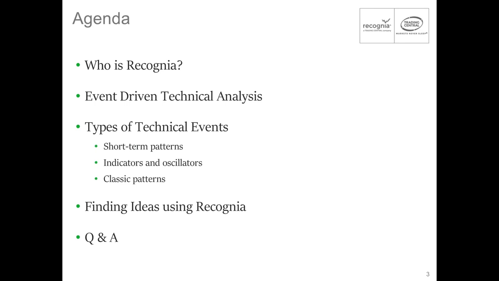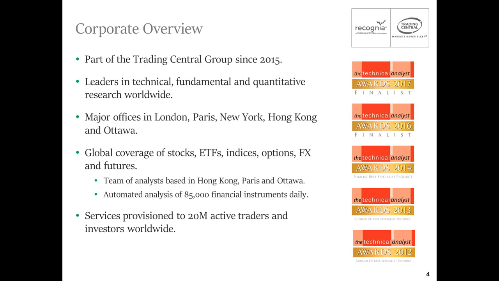So before we begin, a little agenda. I'm going to talk a bit about who Recognia is and what we do for those of you who are not aware of us. We'll talk a little bit about our approach to technical analysis, which is a little bit different than what maybe you are used to in the past. We might call it an event-driven technical analysis approach. We'll talk about the three different types of technical events that we detect in our software, that being the short-term patterns, indicators and oscillators, and classic patterns, and we'll provide a few examples of each kind. Then we'll talk about how you can find some daily trade ideas using Recognia, and specifically we'll talk about a new ETF trade newsletter provided by Recognia and BlackRock to Interactive Brokers. And last, we'll have an interactive Q&A session, so if you can save your questions till the end of the webinar, that'd be great.